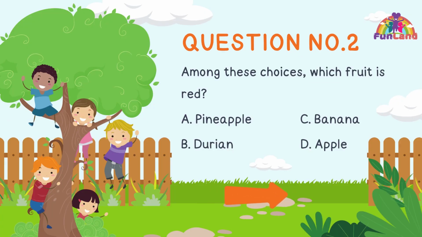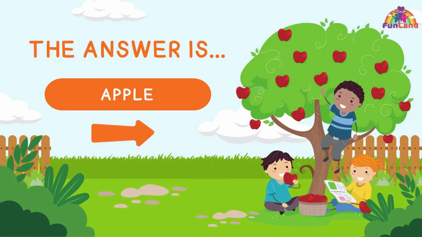Question number 2. Among these choices, which fruit is red? A. Pineapple. B. Durian. C. Banana. D. Apple. Yes, the right answer is apple. Yay! Now to the next question.